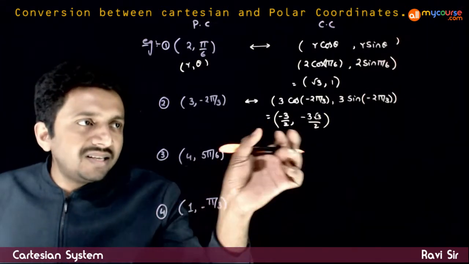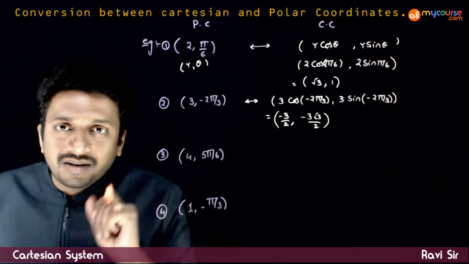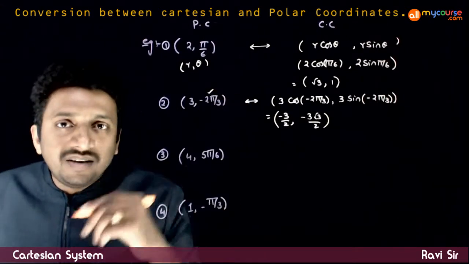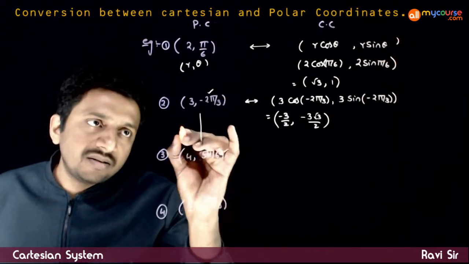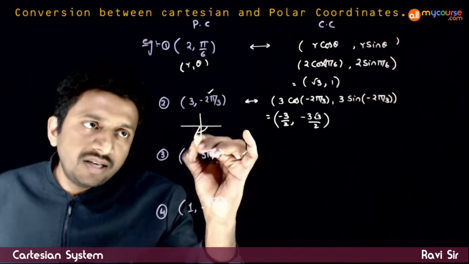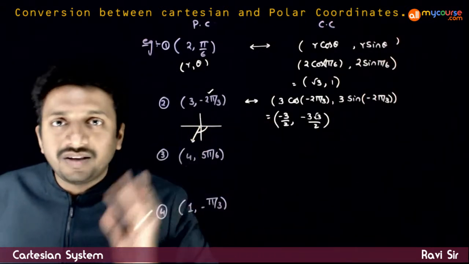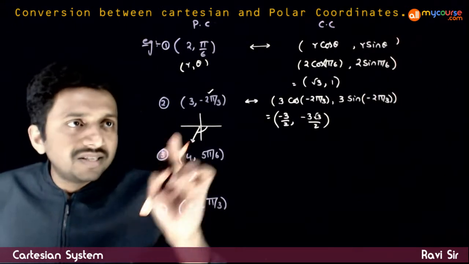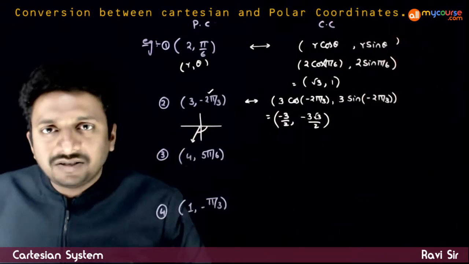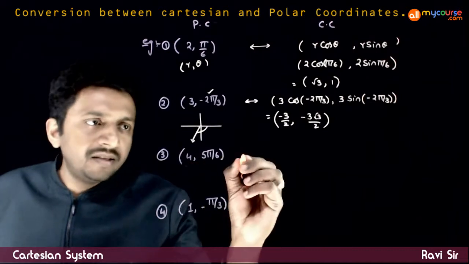So you can very clearly see that you got a point in the third quadrant. Minus 2 pi by 3 is minus 120 degrees. So with minus 120 degrees, you get a point in the third quadrant, and you also got a point in the third quadrant. So the signs will automatically be managed. You don't need to do anything extra.